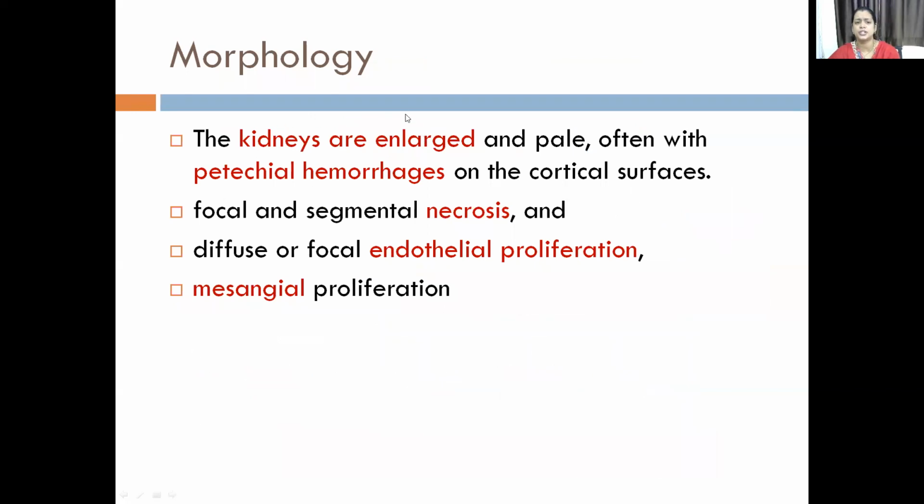Now, how about the morphology? The kidneys are enlarged, there can be petechial hemorrhages on the cortical surfaces, there is focal and segmental necrosis, diffuse or focal endothelial proliferation, and mesangial proliferation. Proliferation is happening in response to the glomerular injury itself. The necrosis is usually a result of the inflammatory injury, and the hemorrhage is usually a result of the vasculitis.